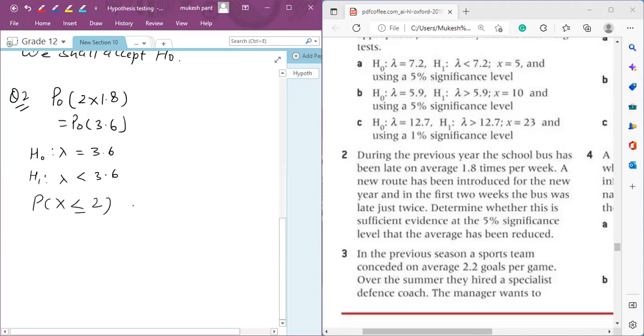Use your calculator to find the p-value. I think if you use it, it's 0.3028, which is greater than the significance level. It means we shall accept H0. Similarly, you can apply this concept for the other word problem. I think you would have understood.